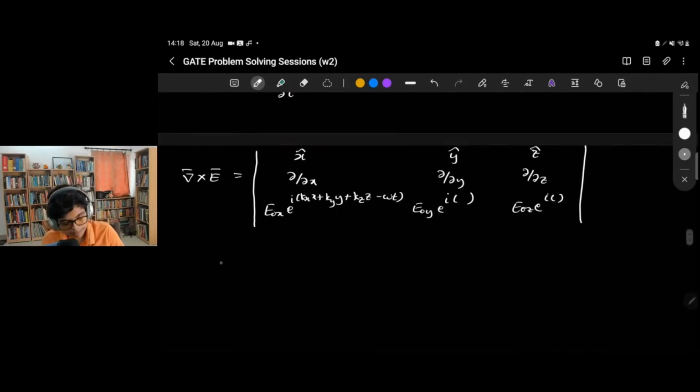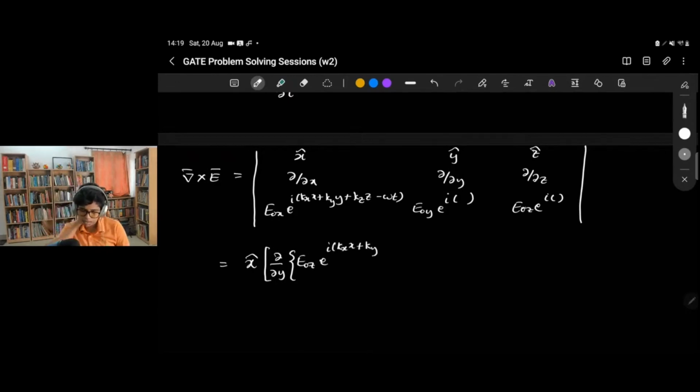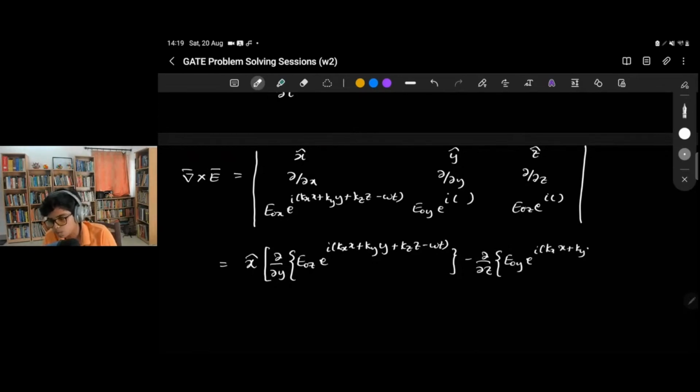So expanding this determinant, what you get is first term x cap, so del by del y of E naught z e to the power i (kx x plus ky y plus kz z minus omega t), minus del by del z of E naught y e to the power i (kx x plus ky y plus kz z minus omega t).